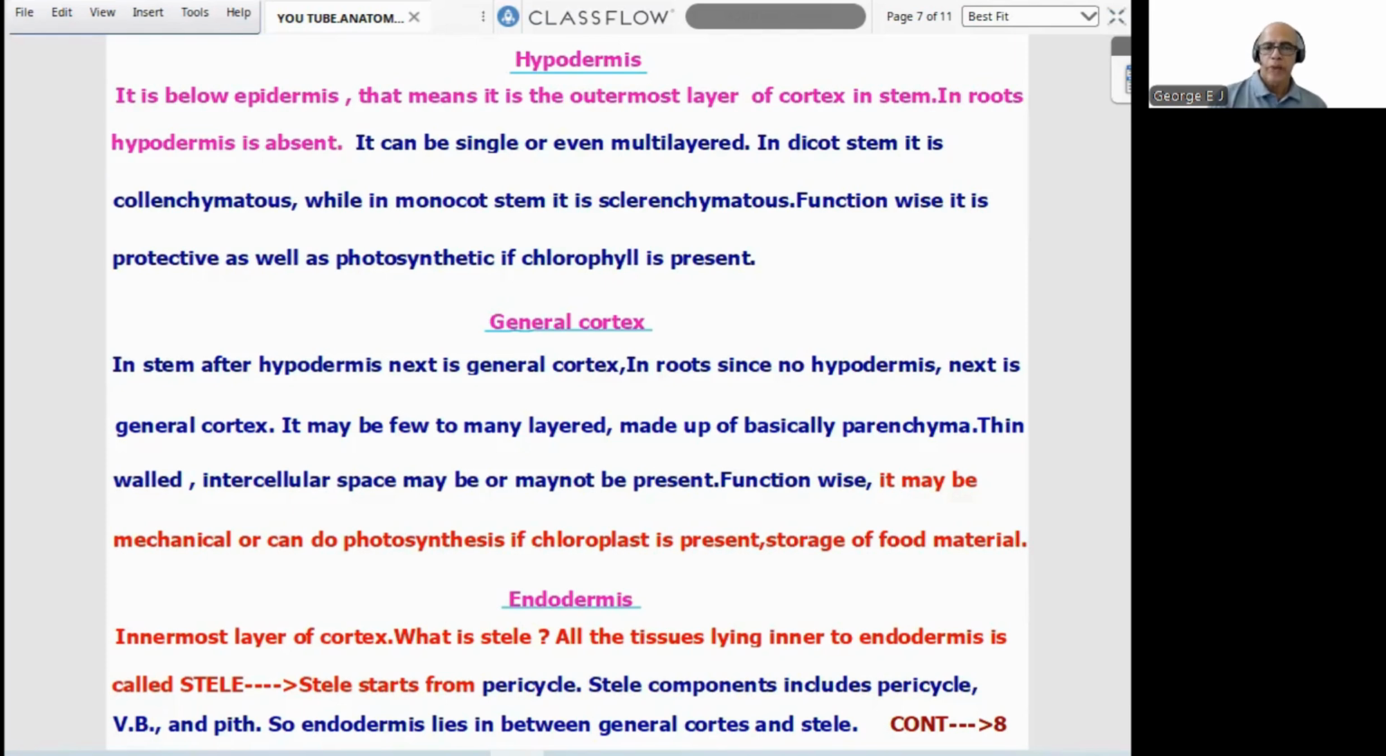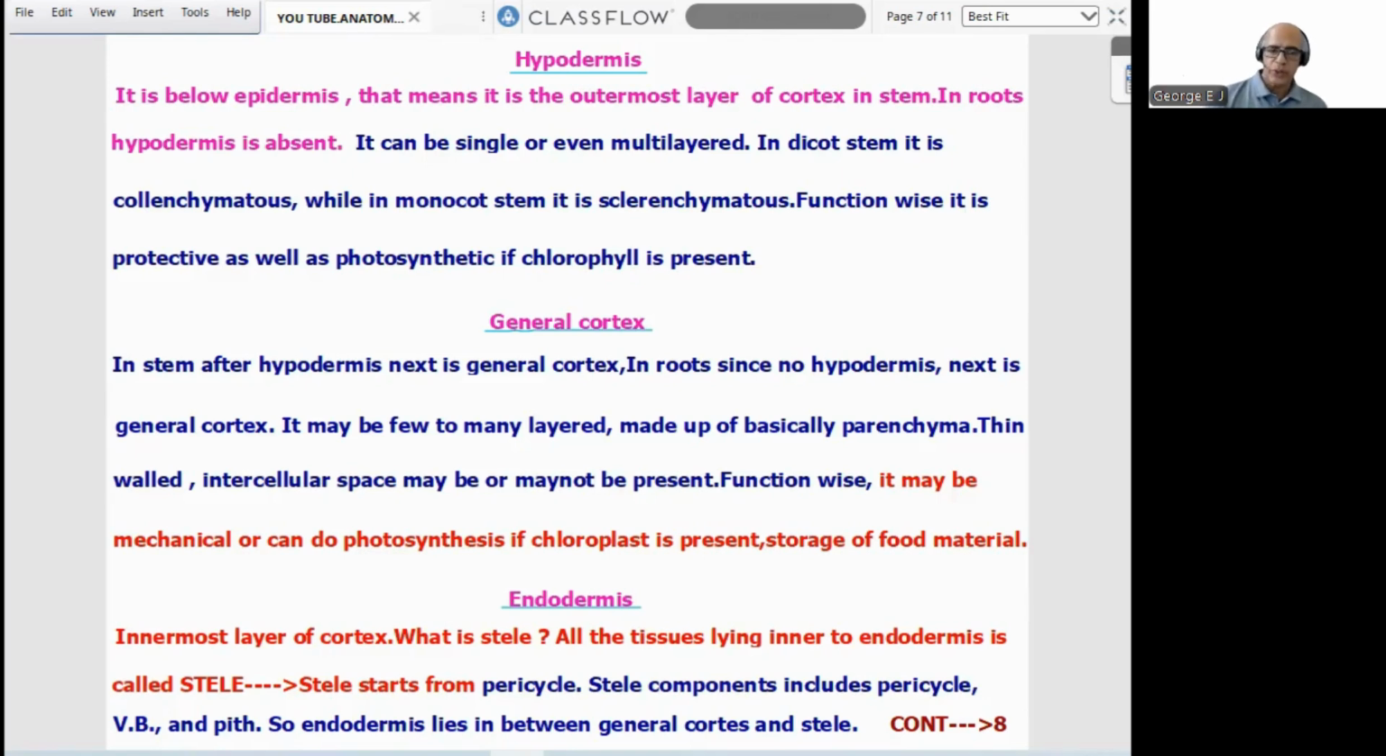Now, the next zone is general cortex. In stem, after hypodermis, next is general cortex. While in root, there is no hypodermis, so next after epidermis is general cortex. It may be few to many layers made up of basically parenchyma. It is thin walled. Intercellular spaces may or may not be present. Function-wise, it may be mechanical or can do photosynthesis if chloroplast is available, and storage of food material.